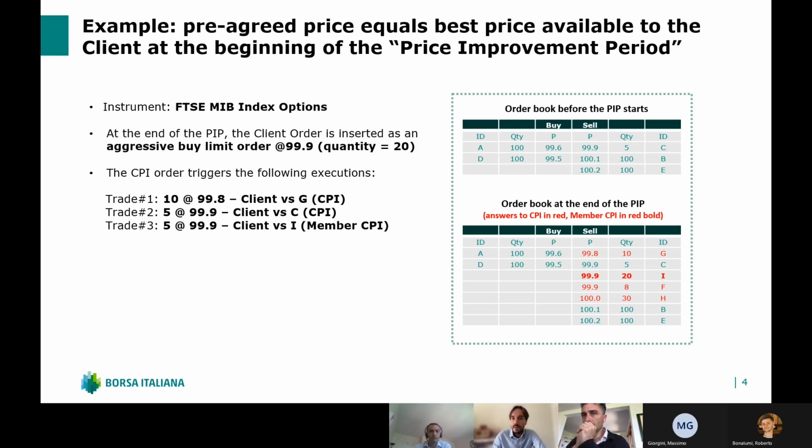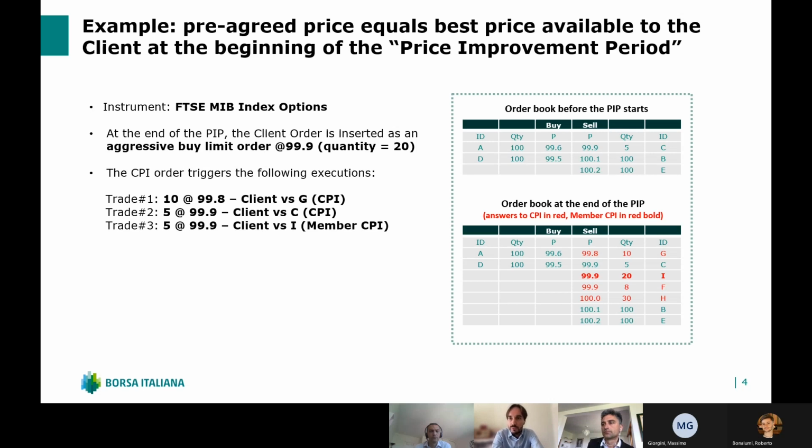Let's go straight to an example, which is very simplified. Imagine that a final investor wants to trade a FTSE MIB index option, on the flagship index. A client order enters as a CPI, as an aggressive buy limit order at 99.9 for a quantity of 20. As you can see from the order book on top of the slide, that is the situation before the price improvement starts. The order enters the matching engine, apart from a very small time frame plus a randomized period. In the meantime, during the improvement period, new orders join the central limit order book, provided by a number of electronic market makers, the ones that you can see in red.